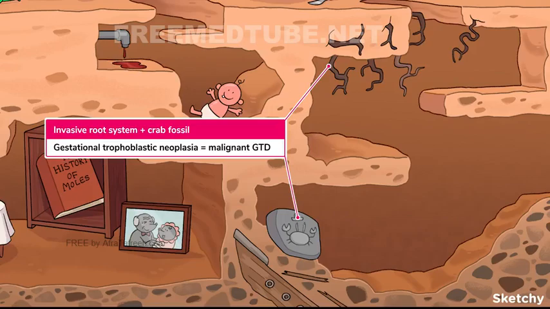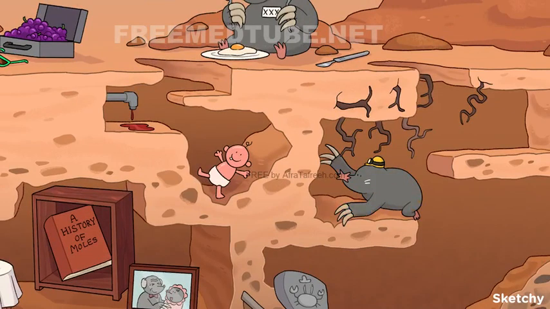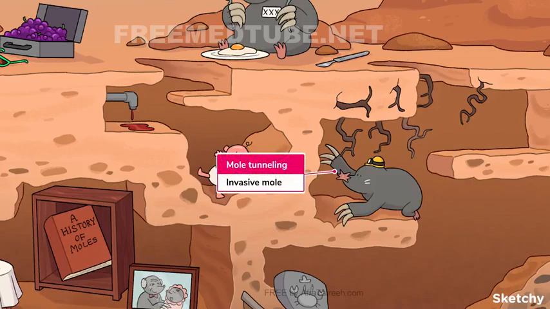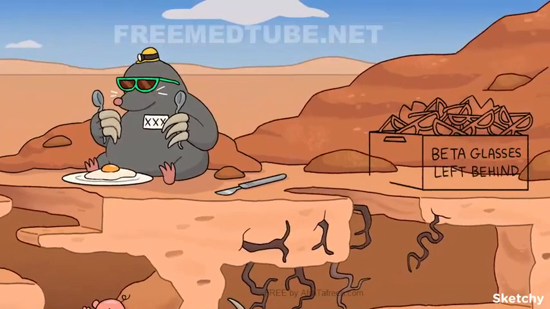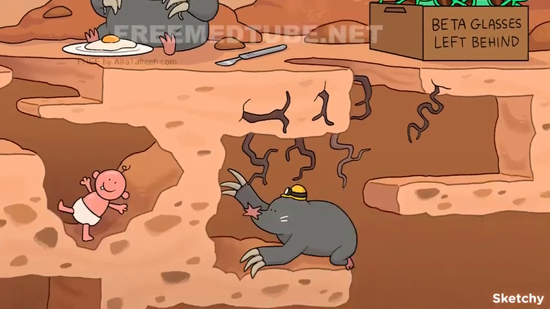Okay, now let's talk about our first type of GTN, an invasive mole. An invasive mole is a molar pregnancy that has gone on to become malignant. We'll symbolize it with this star-nosed mole digging into, or invading, this third tunnel system. Suspect an invasive molar pregnancy if a patient's beta HCGs don't trend to zero, and instead plateau or rise after a full D&C of their molar pregnancy.